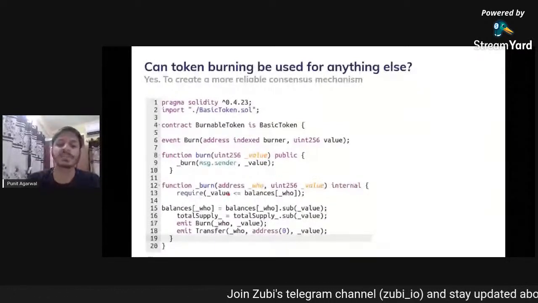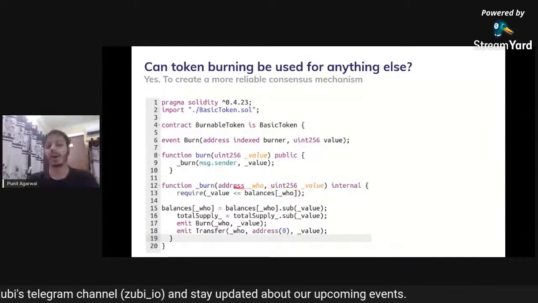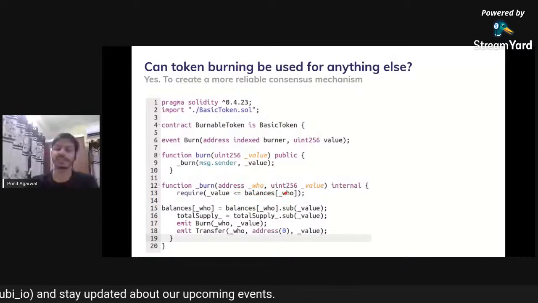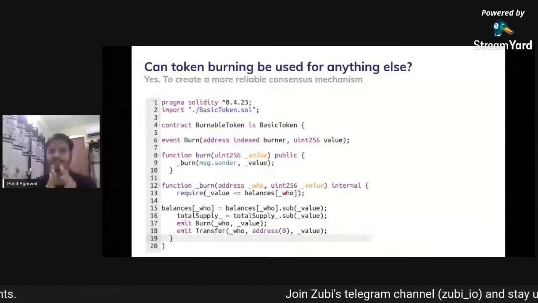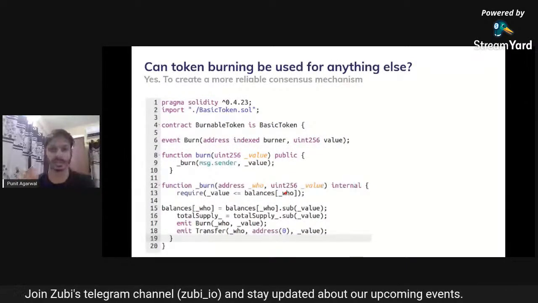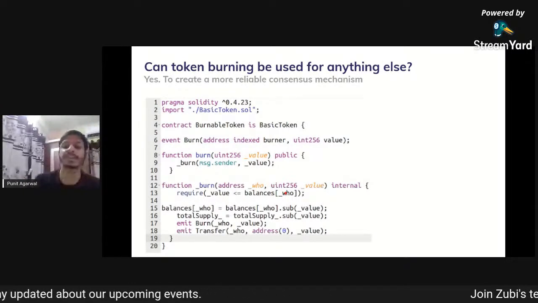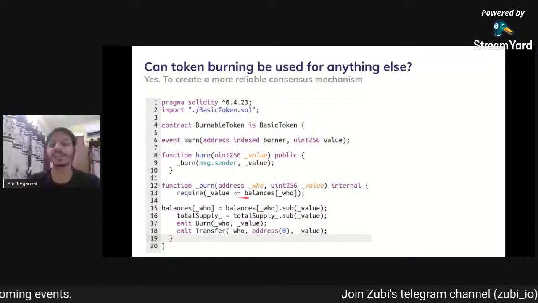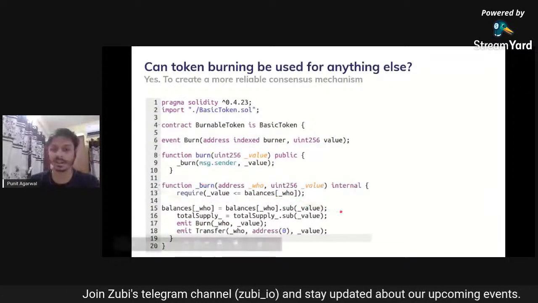This requires the value to be less than balance of who. Who is a variable which is an address type. So what does it mean? Basically, if a particular address has, let's say, 100 tokens, you cannot burn 101 tokens from that address. So the value that you want to burn should be less than or equal to the balance that is there in that particular address. I hope it is quite clear until this.